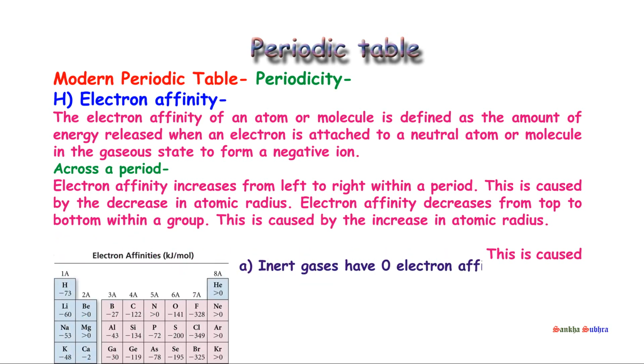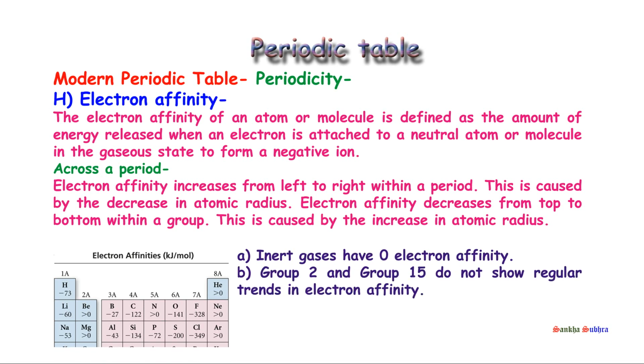The electron affinity shows some exceptions. We said that across a period from left to right the electron affinity increases, but group 2 and group 15 are the exceptions, and we know the logic behind them. We said earlier that group 2 has a fully filled s orbital, and group 15 has a half-filled p orbital. The inert gases have an electron affinity of 0, and group 2 and group 15 don't show the regular trend of electron affinity.